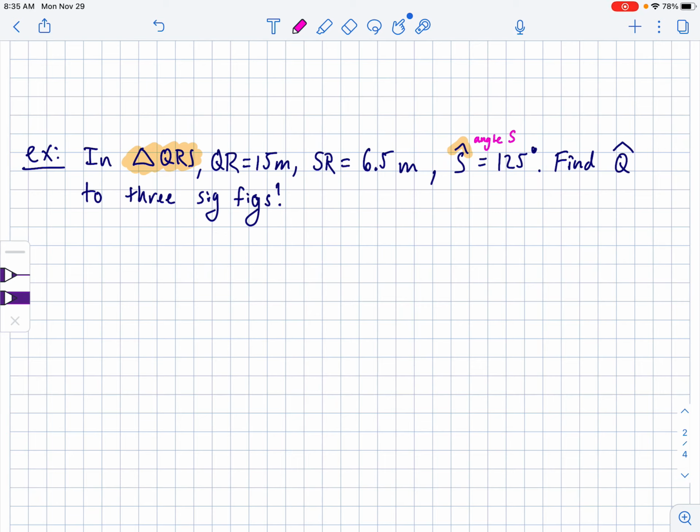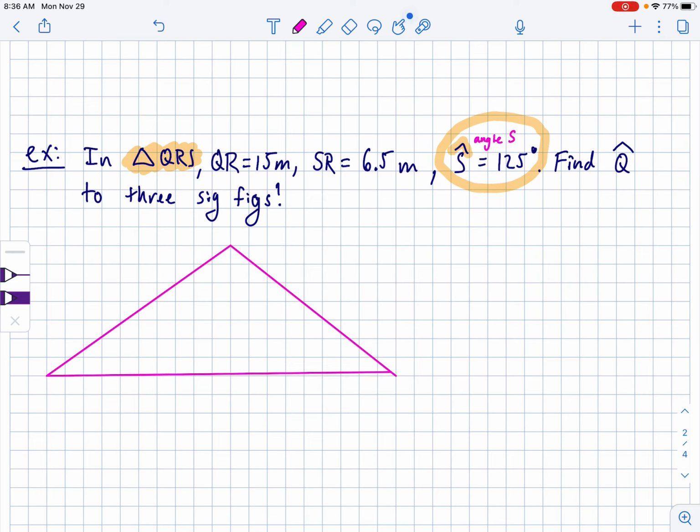I think we should make this into a picture. I think with all these problems, you need to start by drawing a picture. The first thing I know about my picture is that angle S is bigger than 90. So I'm going to draw a triangle, but I'm going to make maybe the top angle, and you can orient this any way you want, but I'll make the top angle bigger than 90. So this angle here, I'm going to say this is 125 degrees.